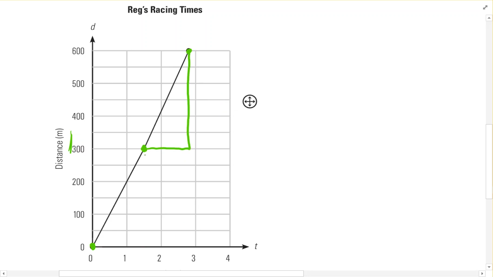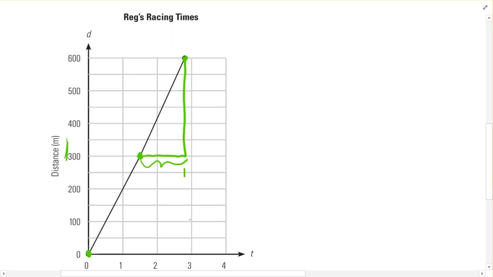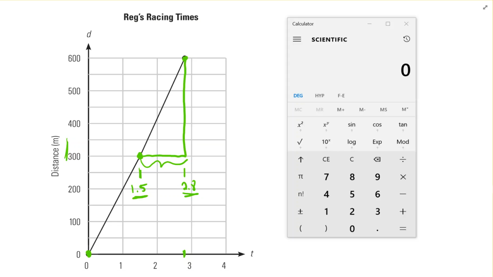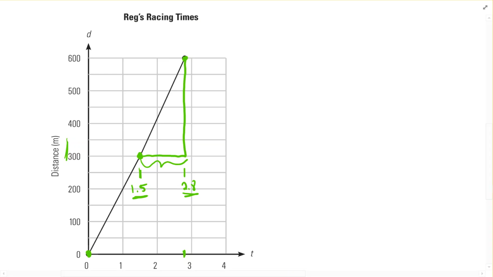Well, for the bottom part, this spot right here was 2.8, and this spot right here was 1.5. If I want to know the distance between those, I would just go 2.8 minus 1.5, and that would give me my run. So 2.8 minus 1.5 is 1.3. So that's going to be a run of 1.3. Okay, so I got that part figured out.